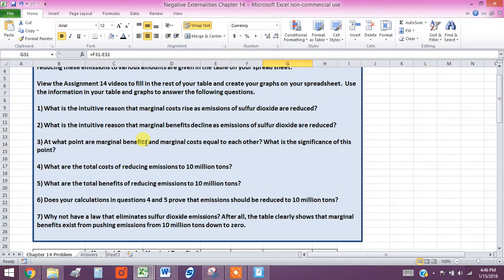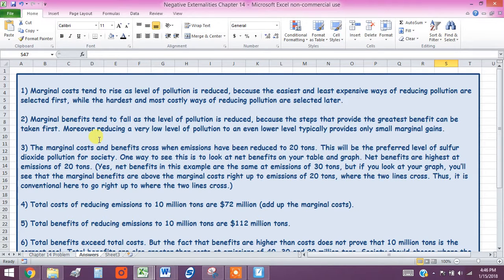So as you get down to the lower levels, reducing it from something low down to even lower or down to 0 doesn't give you as much marginal benefit as those first reductions do. Okay, so the answer that we have written here is, usually what you do first in terms of reducing a pollution helps the most, and then as you get lower and lower, the marginal gains become smaller and smaller.